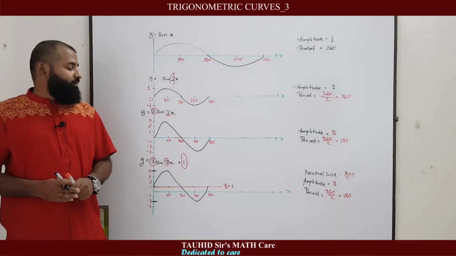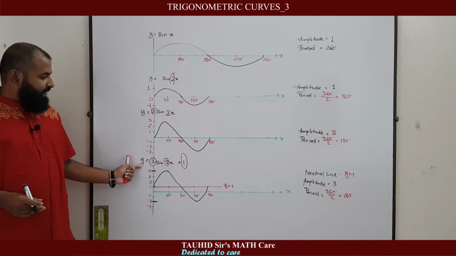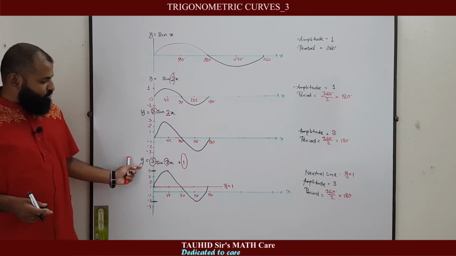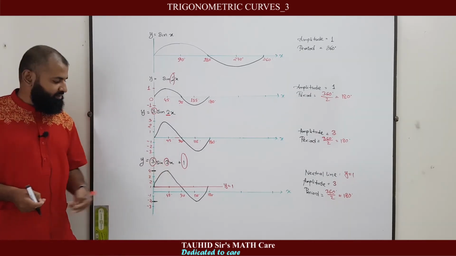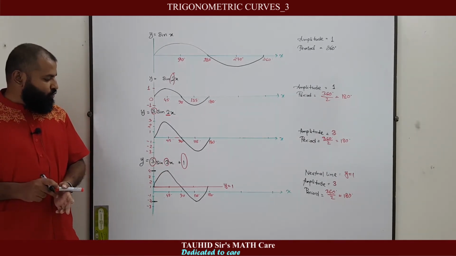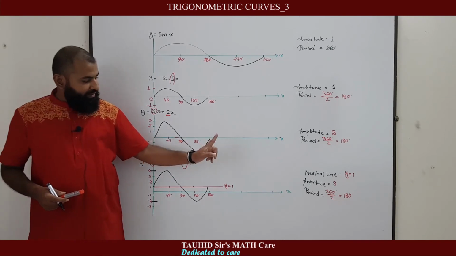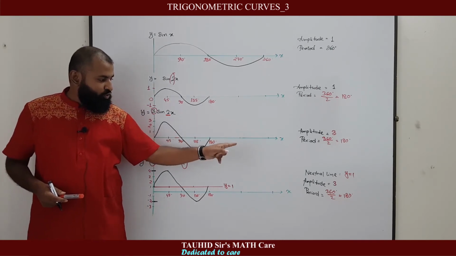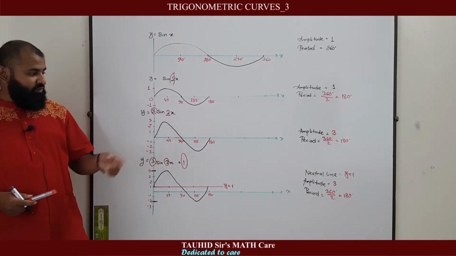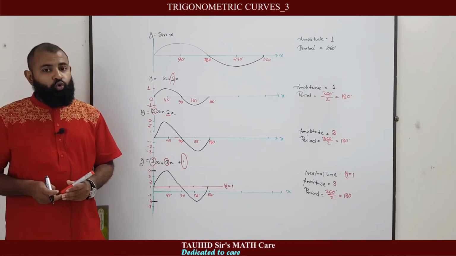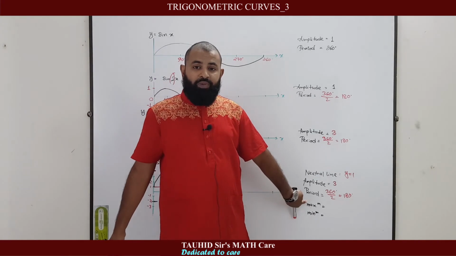In your exam, you will frequently see this type of questions. Draw the graph of y equal to 3 sin 2x plus 1 or something like this, and you will need to draw the graph writing these 3 informations: what is the neutral line, what is the amplitude, what is the period. And from these 3 information you can get 2 more informations: maximum and minimum.